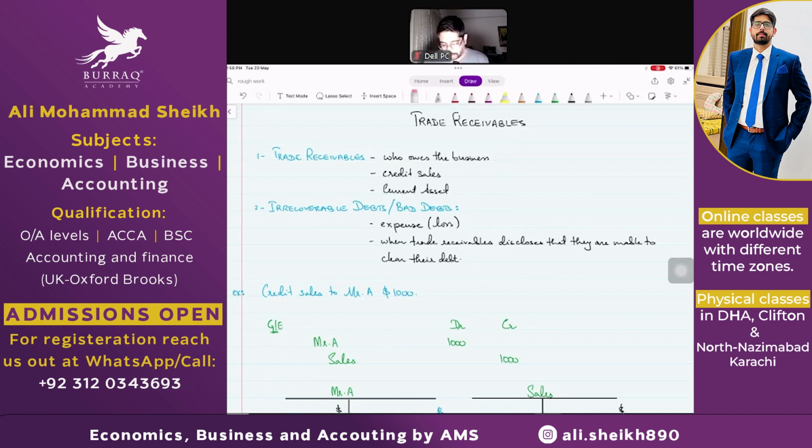The next concept is irrecoverable debts. When a person notifies you that he or she is unable to pay back the amount they owe, you have to write off this amount under the heading of irrecoverable debts. It's a loss to the business. You are not going to recover the amount owed by the trade receivables, so you will charge it as an expense in the financial statements.